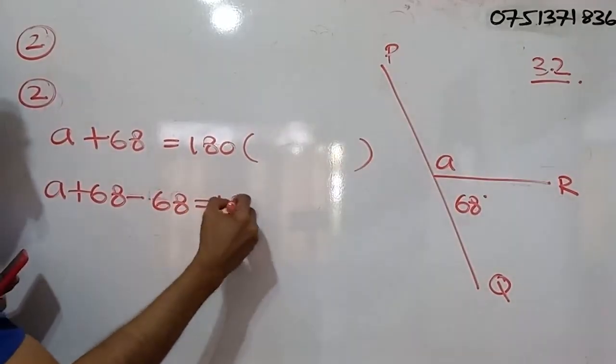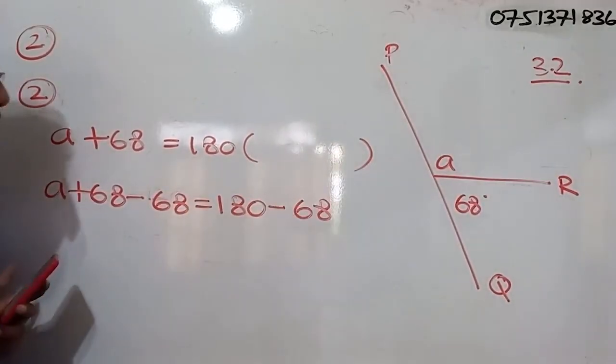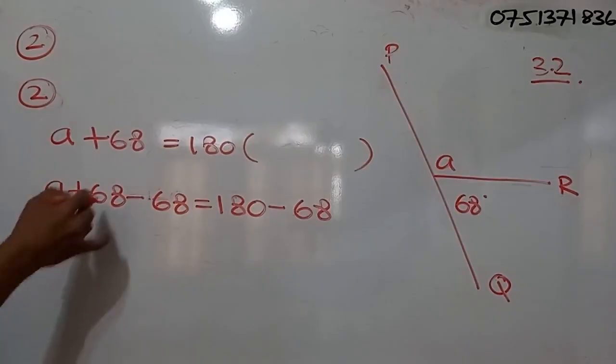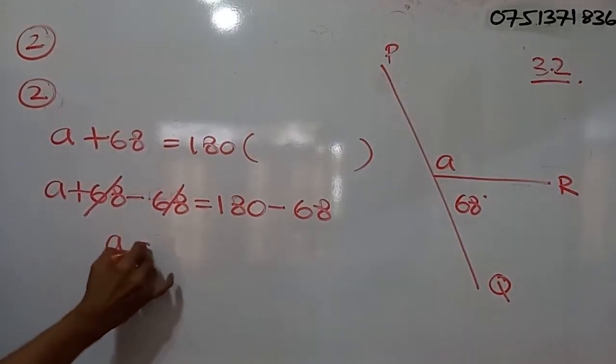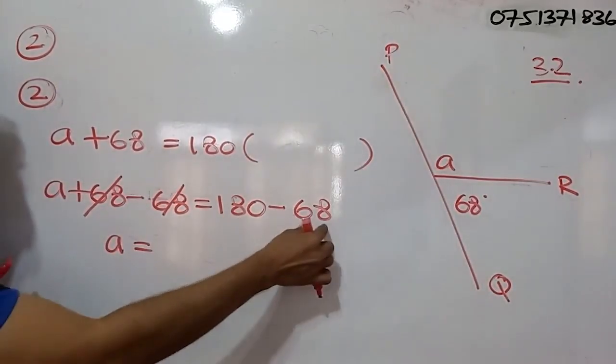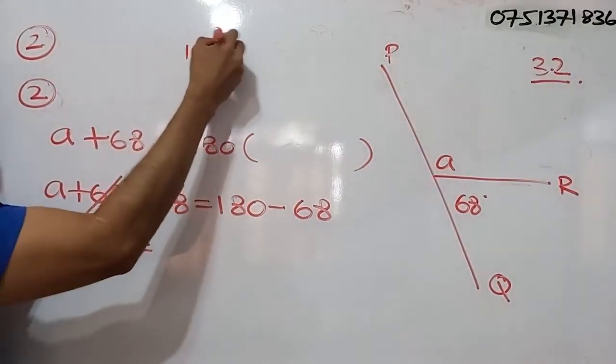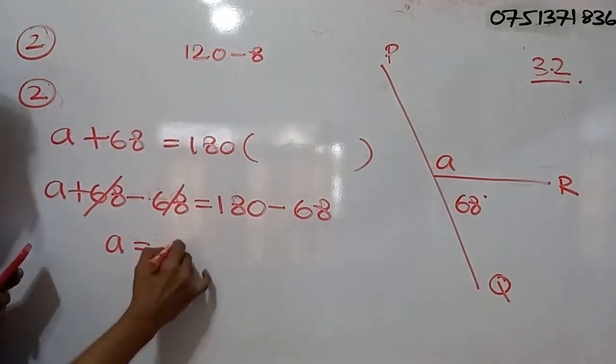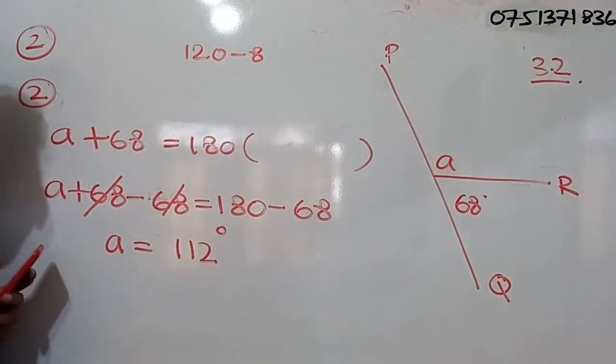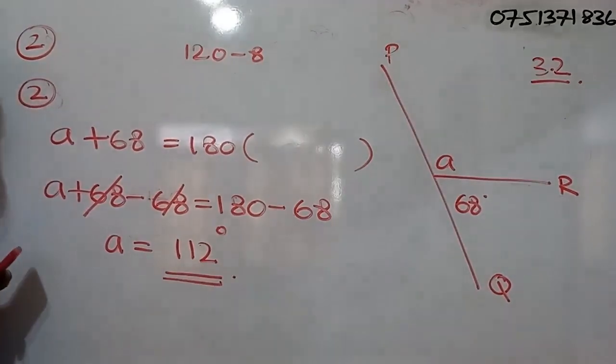So A plus 68 minus 68. So that is equal to what? 180 minus 68. Right. So we can cancel out the 68. So A equals what? 180 minus 60, we know that is 120. Right? From that, we have to subtract an 8. So that is what? 112. Don't forget the unit degrees.